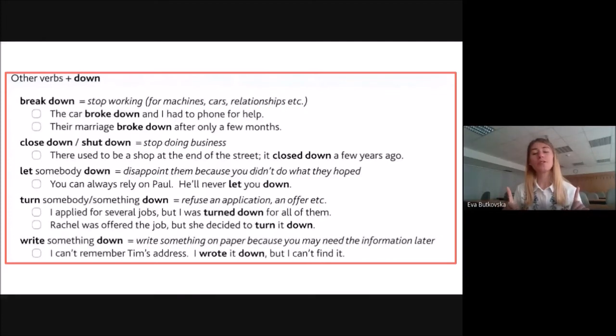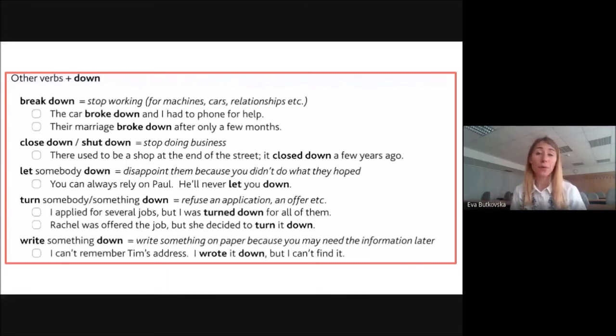There is another phrasal verb that is not on today's presentation, and that is break up with somebody, to break up the relationship. But you could also say break down. Another phrasal verb is close down or shut down. These two have a similar or almost the same meaning, and that is to stop doing business. So if I say, there used to be a shop at the end of the street, it closed down a few years ago. So they closed the shop, they stopped doing business. You could say, it shut down a few years ago. So close down or shut down.